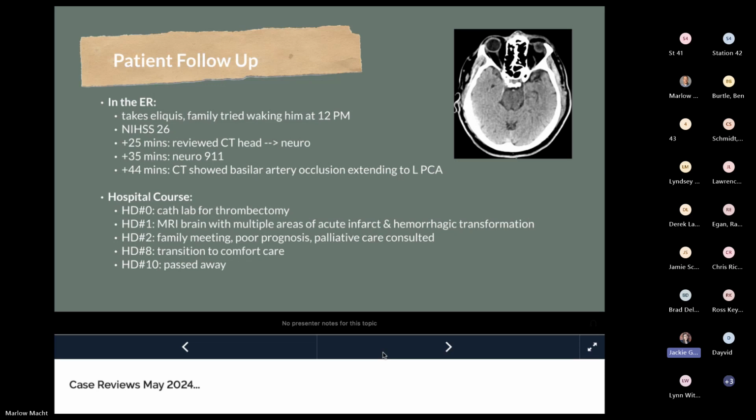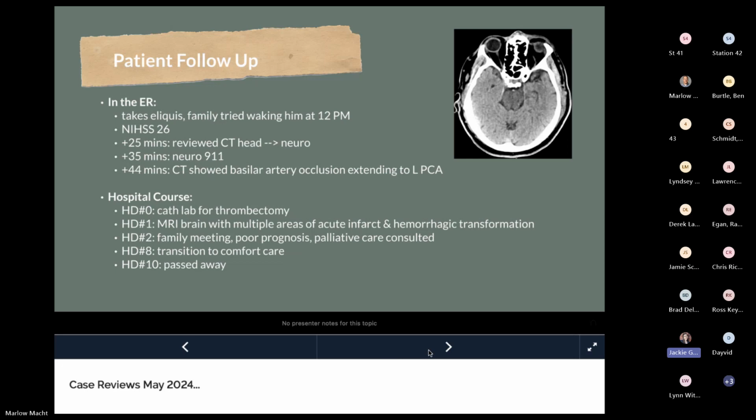At 44 minutes, the CT scan showed a basilar artery occlusion that extended to the left posterior circulation. He contacted neurology again to update them regarding this. This patient was not a candidate for TNK because it was greater than 4 hours since he had gone to take his nap, but he was a candidate for a thrombectomy. He went to the cath lab for a thrombectomy. They removed this lesion out of his basilar artery and PCA.